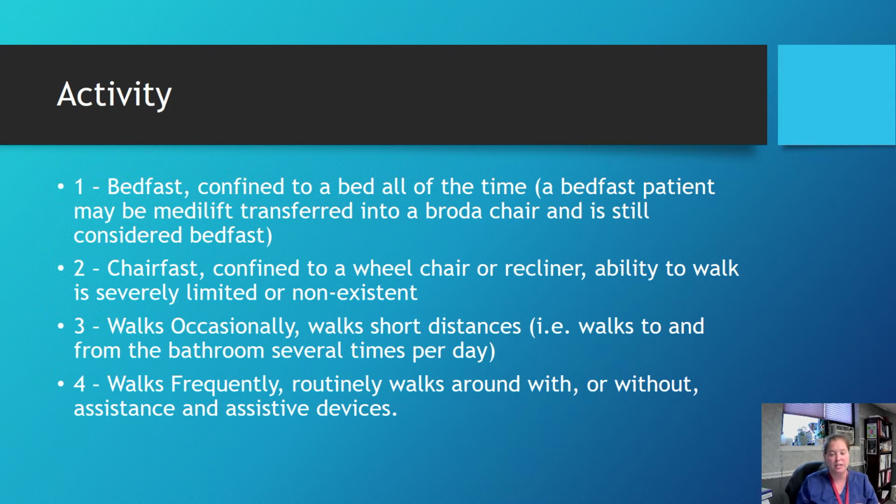And then walks frequently would be somebody who walks up and down the hallways at least twice a day, who walks around in their room, maybe with help, maybe without, that part doesn't matter. And the assistive devices don't matter, but basically when we're coding walks frequently, this is a person that we're seeing walk up and down the hallways at least twice a day and ambulating in their room.